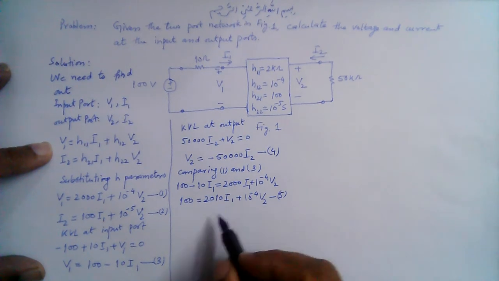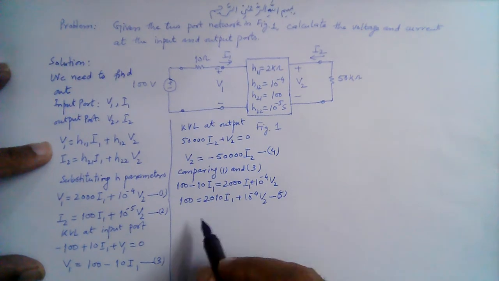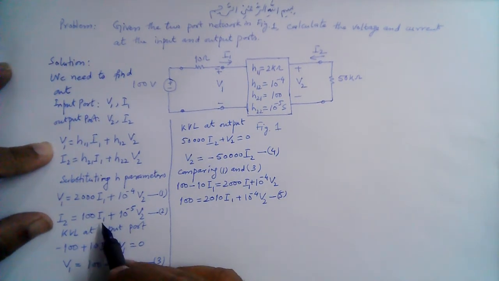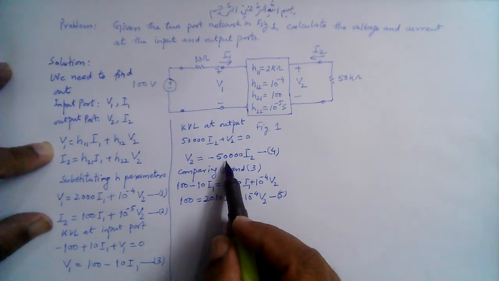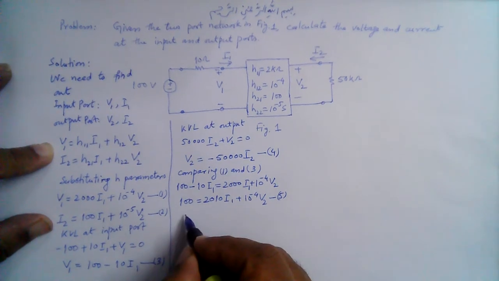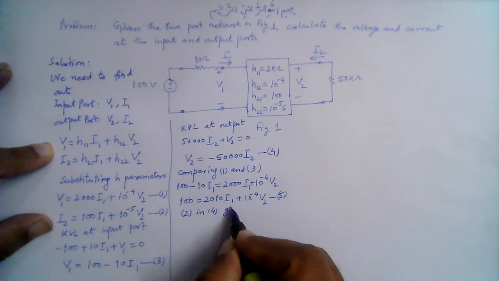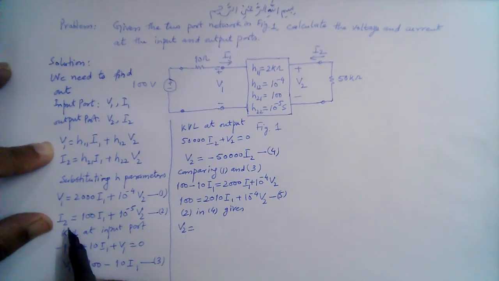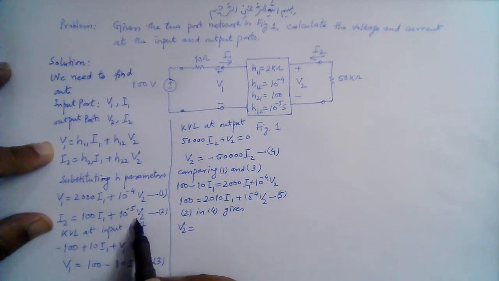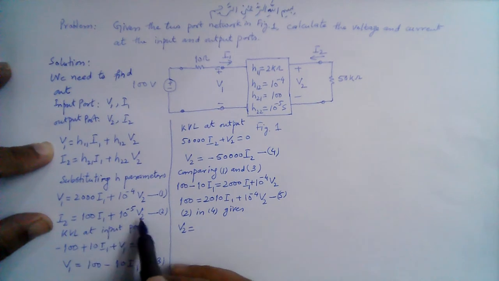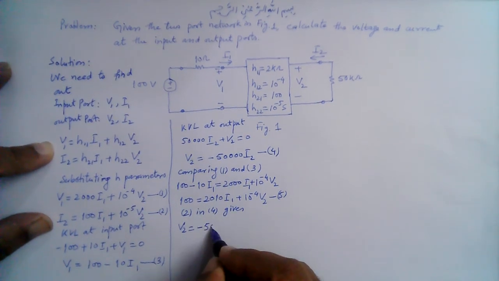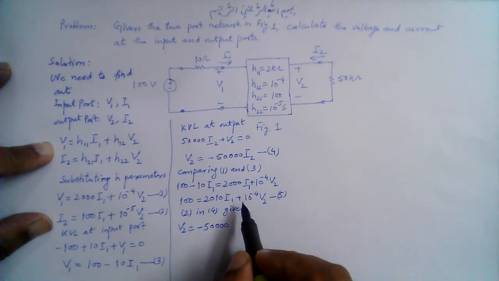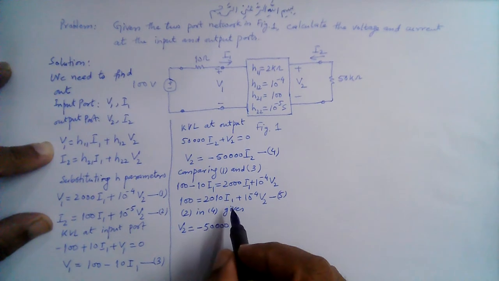If we get another equation with the same variables, we can solve these two equations simultaneously to get the values of I1 and V2. So to this end, let's look at these equations: I2 is equal to 100 I1 plus 10 to the power minus 5 V2, and V2 is equal to minus 50,000 I2. So let's substitute 2 into 4. This will eliminate I2, and this will give us an equation in terms of I1 and V2, the same two variables that equation 5 has. We can then solve these equations simultaneously to find the values of I1 and V2.